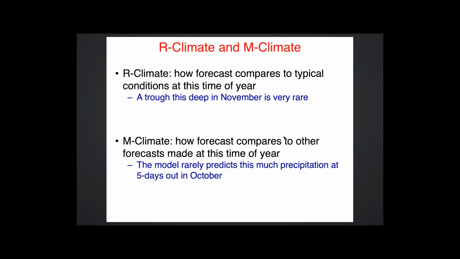So for those who may be unaware, with R-Climate and M-Climate, reanalysis climate will tell you how the forecast compares to typical conditions at this time of year. For example, it can tell us that a trough this deep in November is quite rare. M-Climate, on the other hand, will tell us how the forecast compares to other forecasts that are made at this time of year. For example, it can tell us that the model rarely predicts this much precipitation at 5 days out in October.